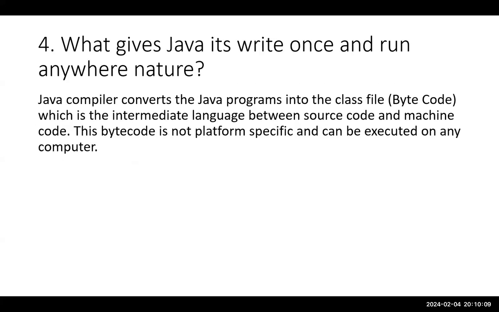Why does Java have the write once, run anywhere nature? It's a very important question as well. The Java compiler converts a Java program into class file bytecode. This bytecode is independent and we can execute it on any platform like Linux or Windows. You can compile your code in Windows, and that compiled code, the bytecode, can be run in Linux as well. That's why it says write once, run anywhere.